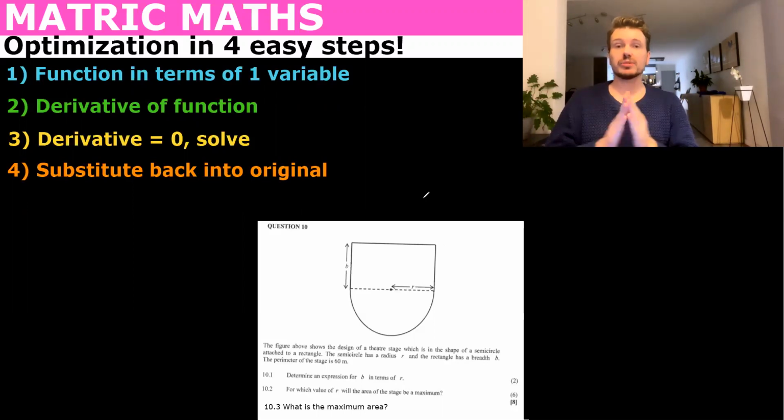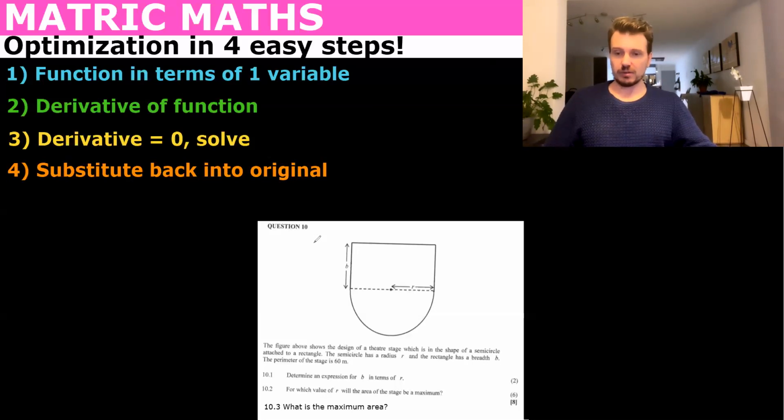Then what we're going to do is we're going to find a derivative for that function. And then the third step is we're going to make that derivative equal to 0. And finally, we'll substitute the answer that we got in the third step back into our original equation to find your maximum or your minimum. So those are the 4 steps, and let's see how they work with a question.